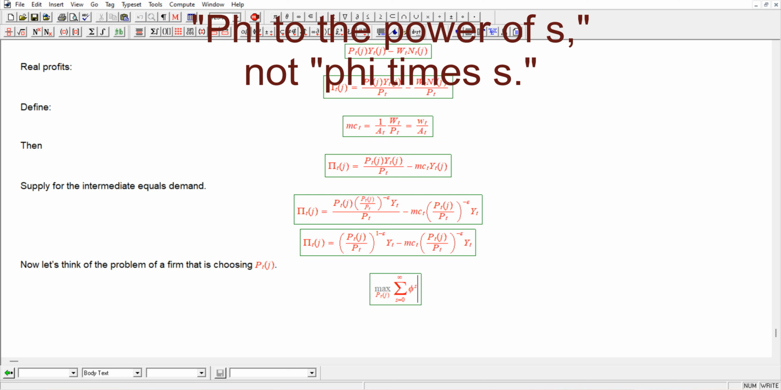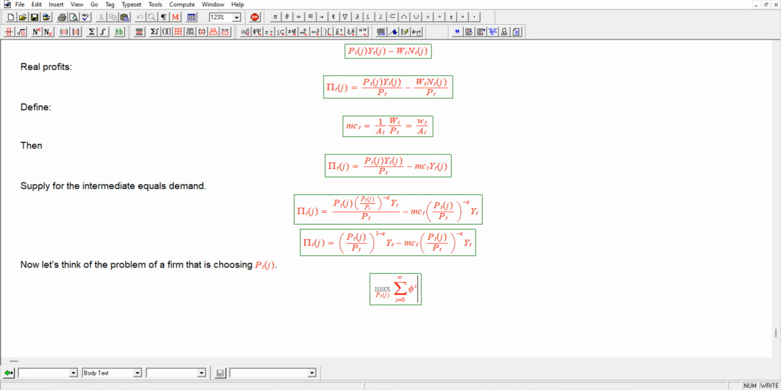Phi times S is the probability that they're still stuck with that price at that date, right? And let D sub T plus S, because T is the current date and S is a future potential date, be their discount factor, which we'll come back to in a second, times profits at date T plus S.